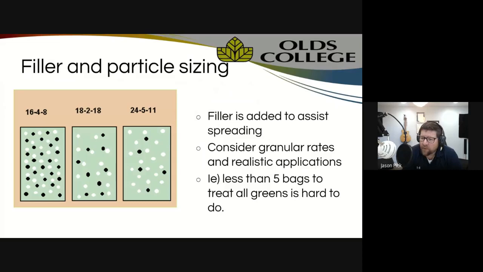Filler, if you've ever wondered: can anybody tell me why I might want to choose a 16-4-8 product over a 24-5-11 product, or rather, the difference between a 16% nitrogen product and a 40% nitrogen product, if I was, say, applying to my greens?